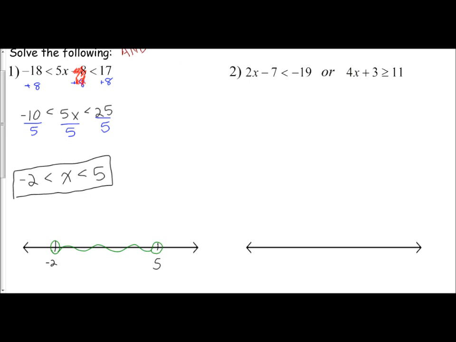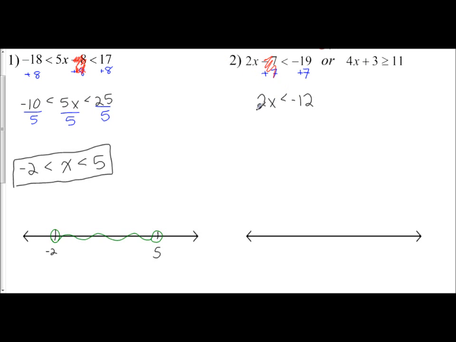Let's look at an OR compound inequality. We can tell, first off, that this is an OR because it's separated by the word OR. This is very simple. What you do is you work with each inequality separately. So I have 2x minus 7 is less than negative 19. So I would add my 7, and that would cancel out the negative 7, and I'm left with 2x is less than negative 12. And then what I would do is divide everything by 2. And that gives me x is less than negative 6.